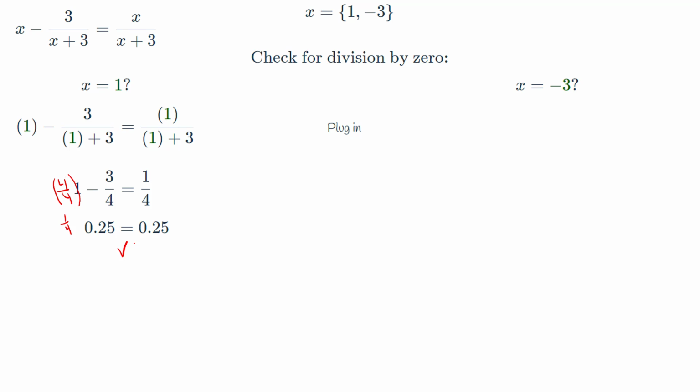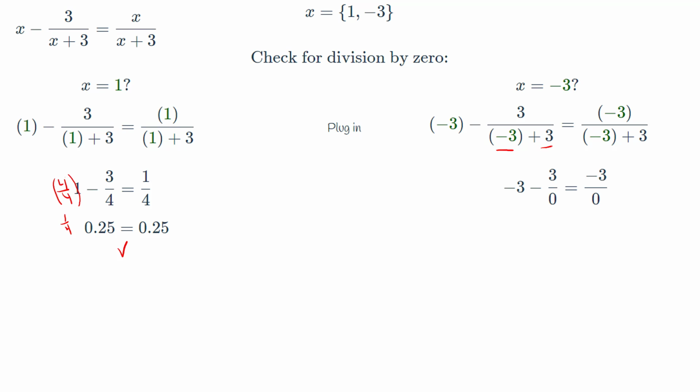So let's plug in the negative 3. Then we'll get negative 3 minus 3 over 0 equals negative 3 over 0, because as you see right here in the denominator, you have a negative 3 plus 3, which gives you 0. With that, you cannot divide by 0, so we're going to reject negative 3. So our final answer for this one is only 1.